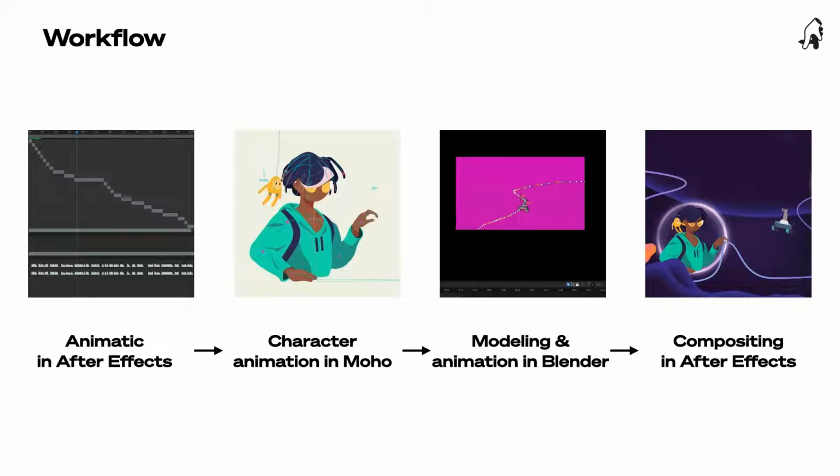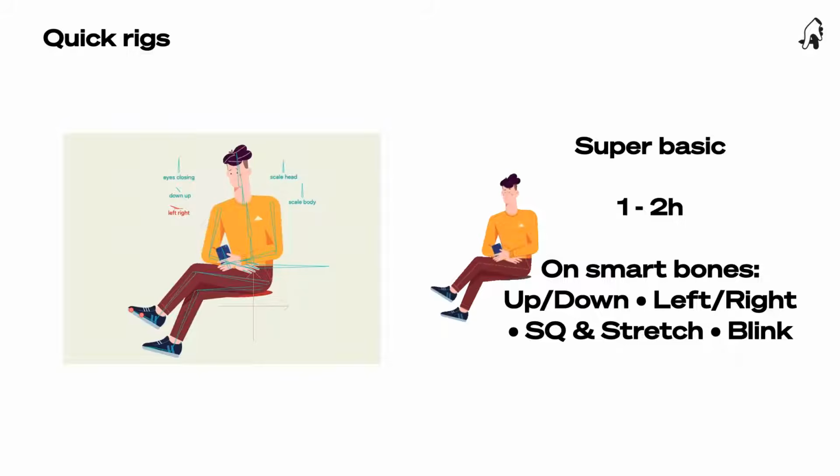Yeah, so that's our workflow. And as I mentioned, sometimes when we are doing rigs or explainers for the background characters, we are doing quick rigs. So they are actually super basic. They're taking us around 1 to 2 hours. And we know that we need only a few smart bones to create, for example, this guy. I guess that he's pretty bouncy, and it worked well for him to not do anything complicated.